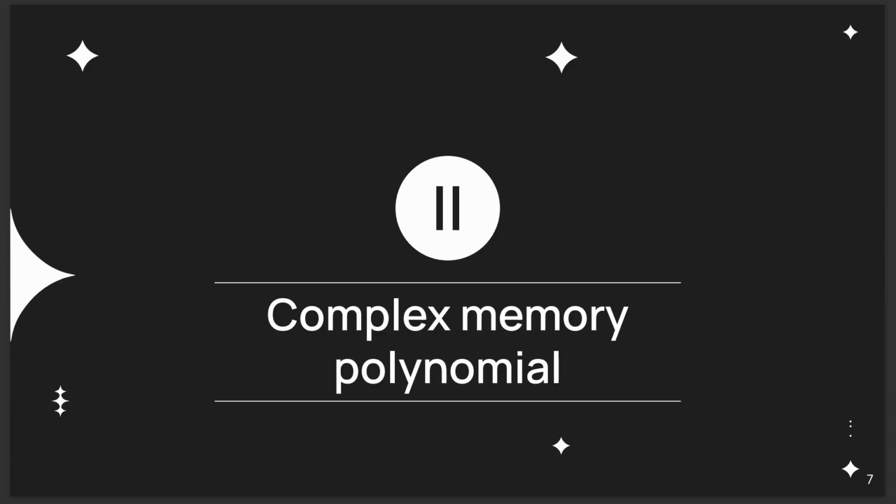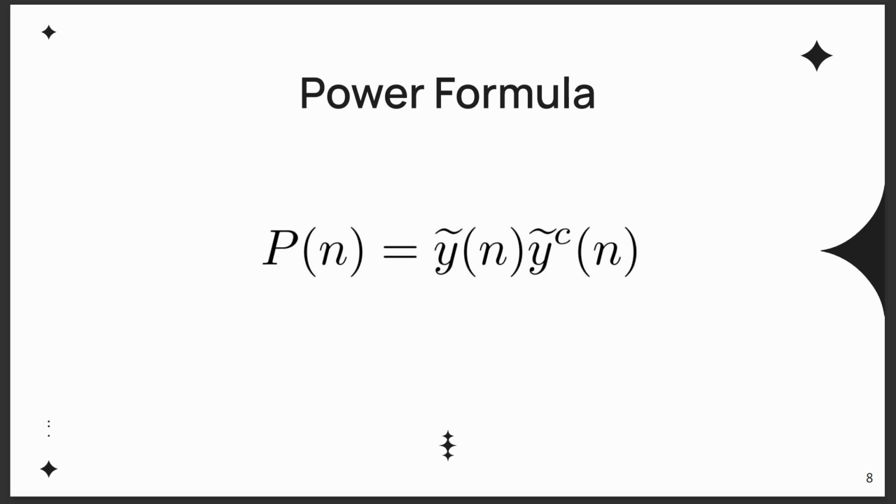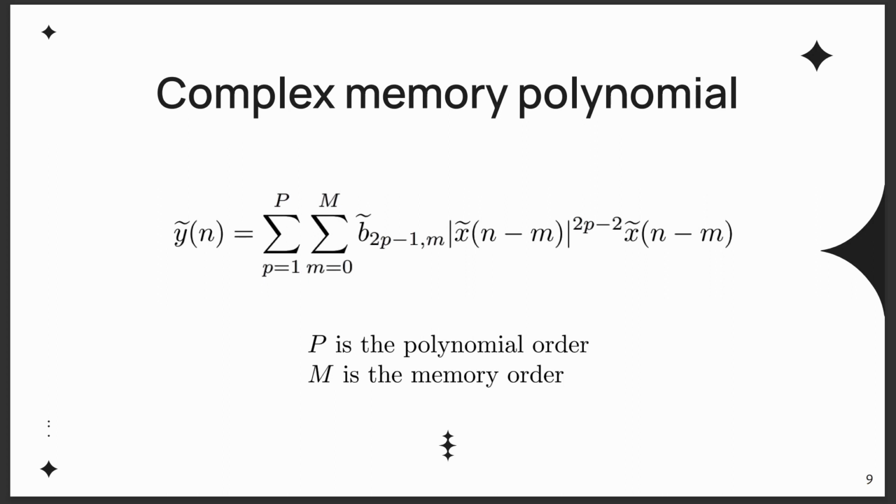Complex memory polynomial. To calculate the power amplifier output power, we need to find first its output. Once it's done, we can easily calculate it by applying the power formula, where P is the output power, Y tilde represents the output, and Y tilde to the C power represents its complex conjugate. To model the power amplifier output given its input, we will use a complex memory polynomial, where X tilde is the input, P is the polynomial order, M is the memory order, and B tilde are the complex coefficients.